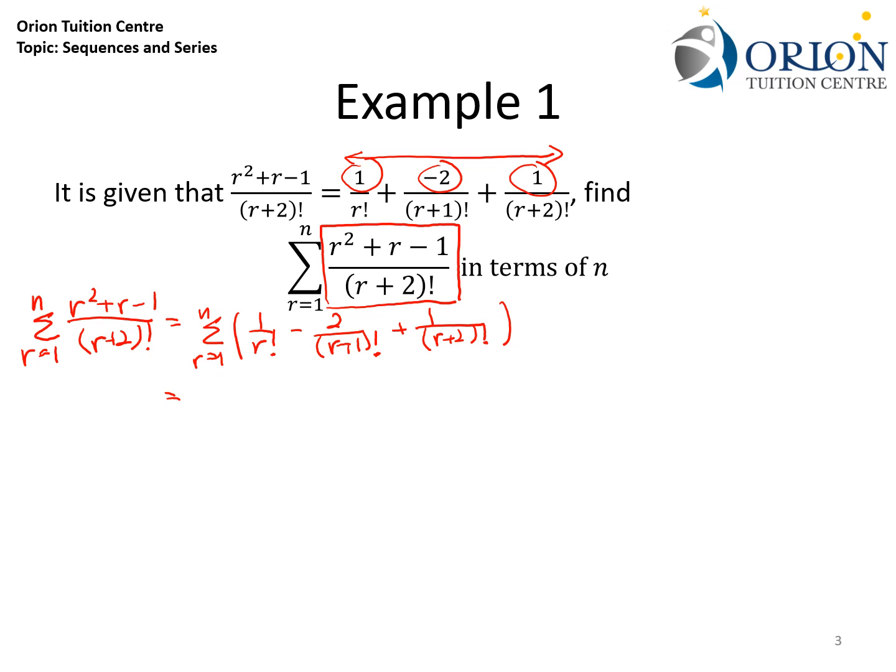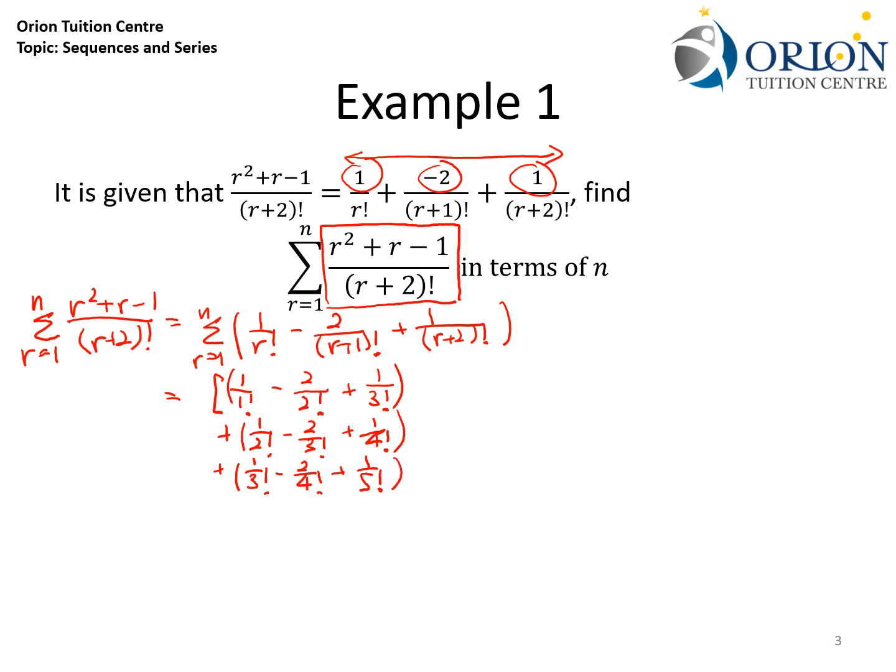And we can expand it vertically. When r equals 1, we have 1 over 1 factorial minus 2 over 2 factorial plus 1 over 3 factorial, plus 1 over 2 factorial minus 2 over 3 factorial plus 1 over 4 factorial, plus 1 over 3 factorial minus 2 over 4 factorial plus 1 over 5 factorial. And we proceed to write down the last two terms.